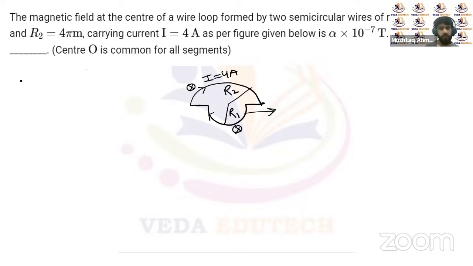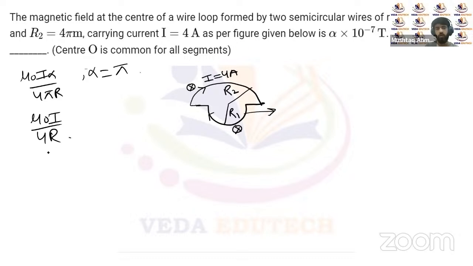So the net magnetic field will be, and we know that the magnetic field due to an arc is mu naught I alpha upon 4 pi r. Now it's a semicircular arc, so the angle alpha subtended at the center of this arc will be 180 degrees, that will be pi. So we can replace alpha by pi, and we get the magnetic field because of a semicircular wire as mu naught I upon 4 r. Because of both these semicircular portions, the magnetic field is along the same direction. So the net magnetic field will be mu naught I upon 4 times r1 plus mu naught I upon 4 times r2.